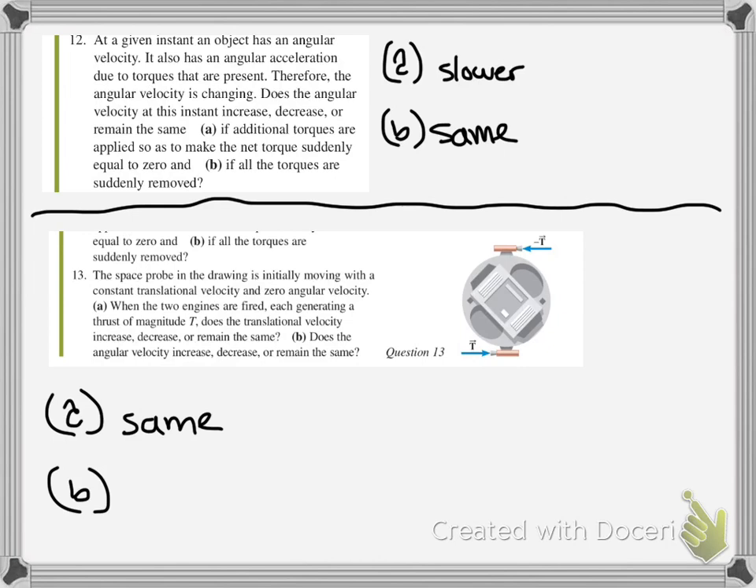But for part B, it asks about angular velocity. Since the thrusts are on opposite sides and going in opposite directions, it will go faster. The reason this happens is because pretend you have your hands on a steering wheel, each hand on each side, and let's say your left hand goes down and your right hand goes up. There will be a movement in the steering wheel. So that means that your angular velocity will go faster.